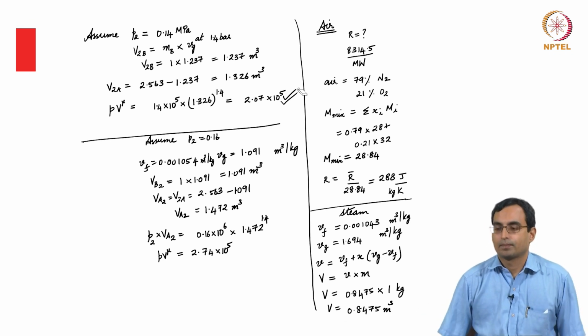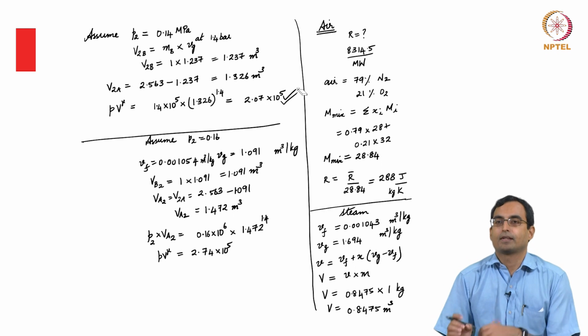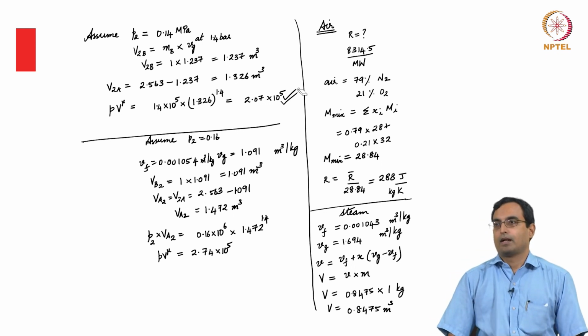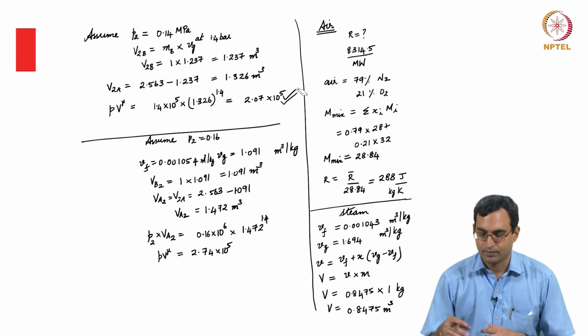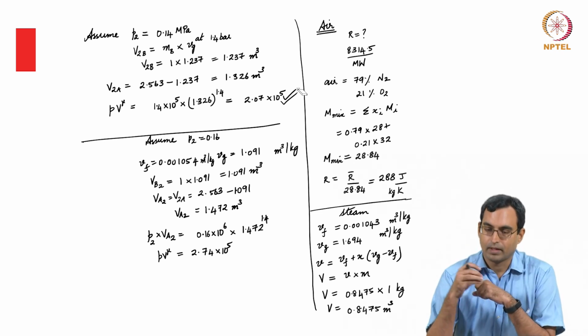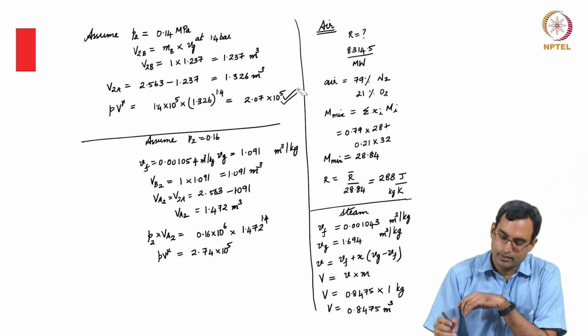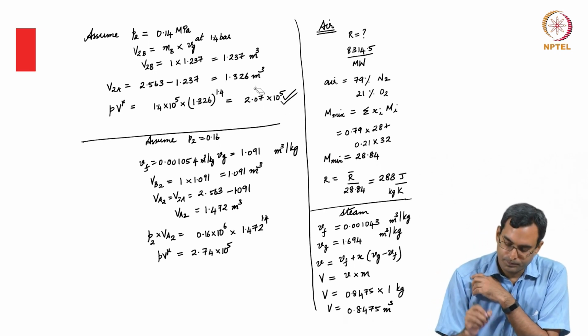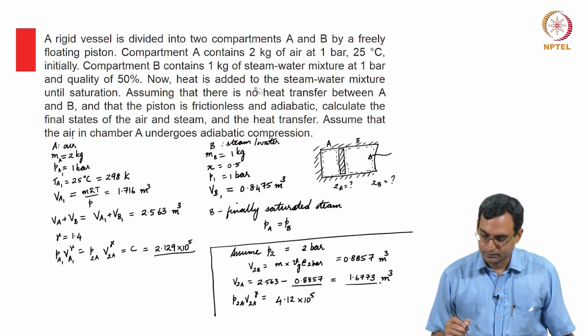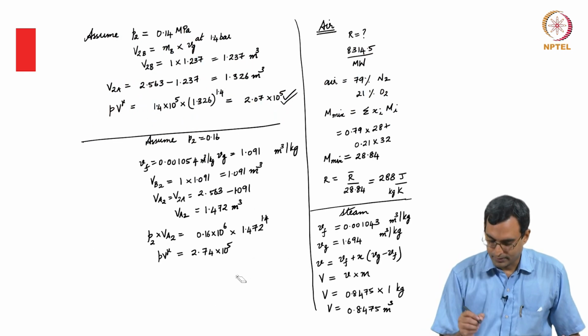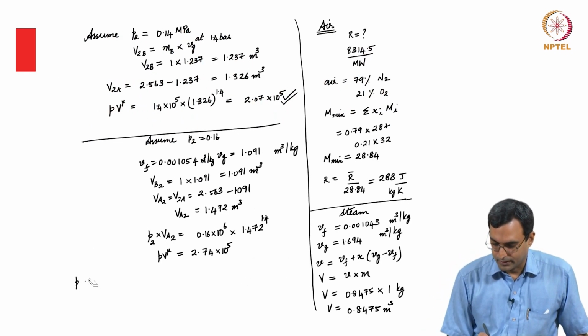So, this is one of those problems where we need to do a little bit of iteration to get the final answer. Not all problems have equations where you can directly solve them. So, these kinds of problems you would have to iterate and find out the final answer. So, here this is a pretty good estimate. So, what I wanted finally is to find out the final states. So, the pressure in both cases is 0.14 megapascal.